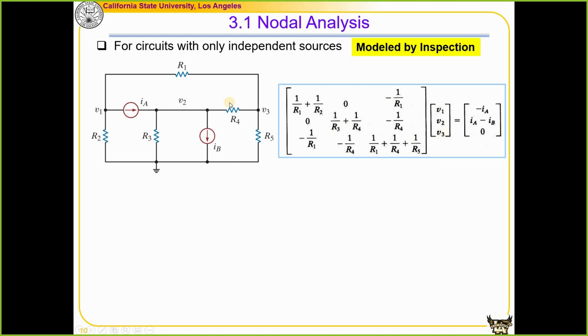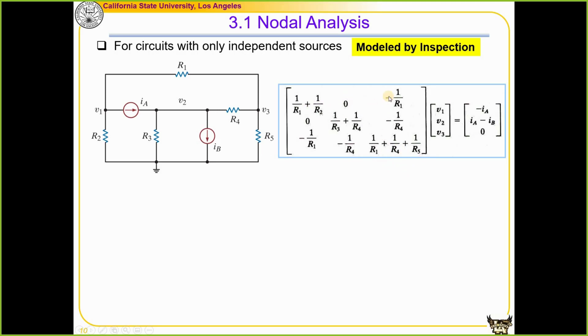And this over here is the resistors related to V3. There are two resistors directly connected to node V1. So we know that this entity will be 1 over R1 plus 1 over R2. And for node V2, there are two resistors directly connected to node V2, which are R3 and R4. So this is why we have 1 over R3 plus 1 over R4. For node V3, there are three resistors directly connected to V3. So this is why we have 1 over R1 plus 1 over R4 plus 1 over R5. So now we got all these three.